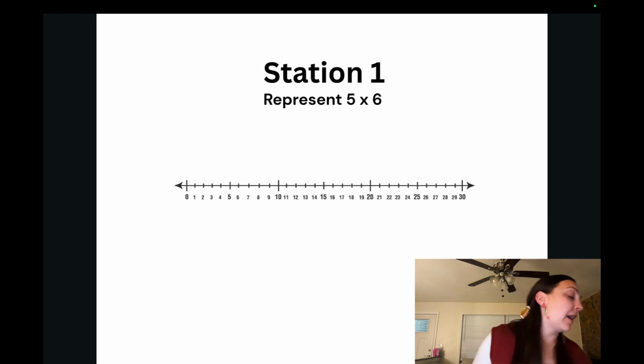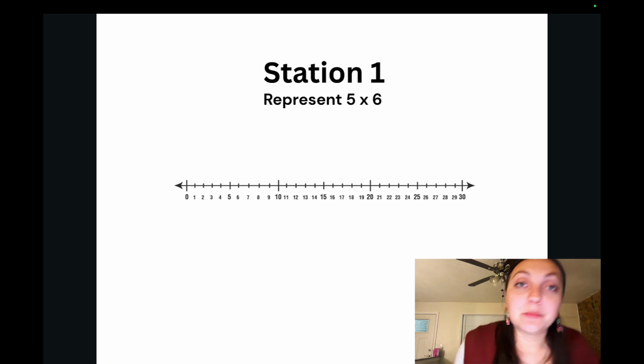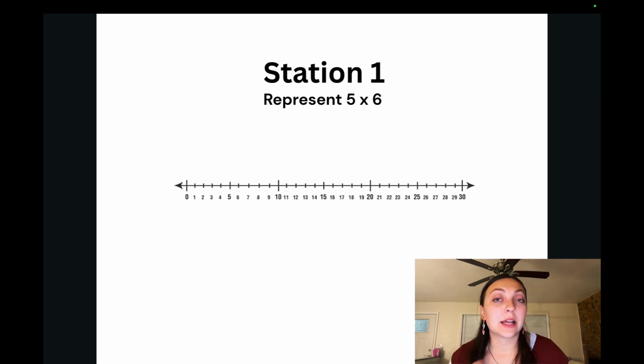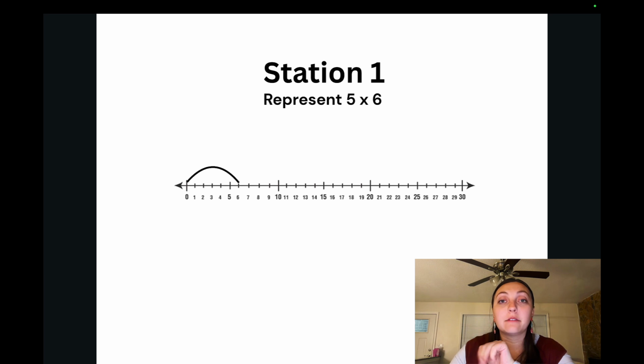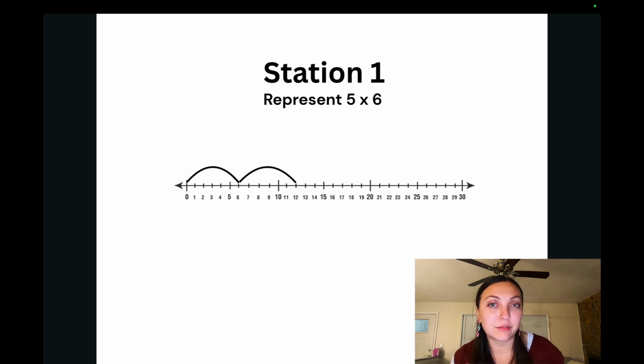Another one, if we have 5 times 6, same objective. On the number line, 5 groups of 6. So the first time I will be counting by 6. So I jump 6 spots. I need to do this now 4 more times. I already did it once, but I need 5 groups of 6. So here's my second group of 6, and I get to 12. I'm counting by 6 every time.